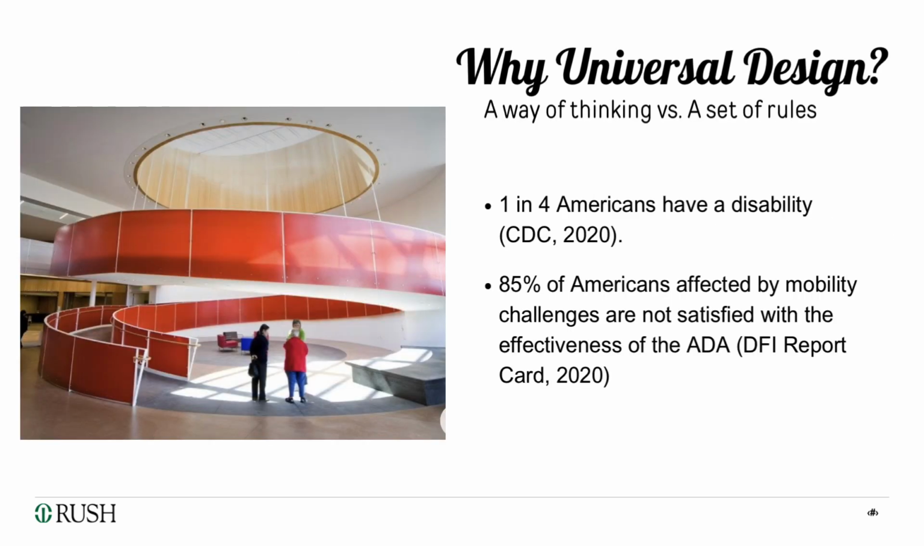So why do I care about universal design, and why should you? So 1 in 4 Americans have a disability. That's 25% of people in America that will be affected by the built environment, that are going through your buildings, that are consumers of your buildings. And we know that 85% of Americans affected by mobility challenges are not satisfied with the effectiveness of the ADA.